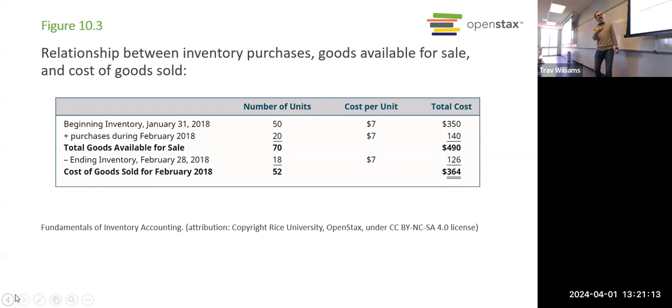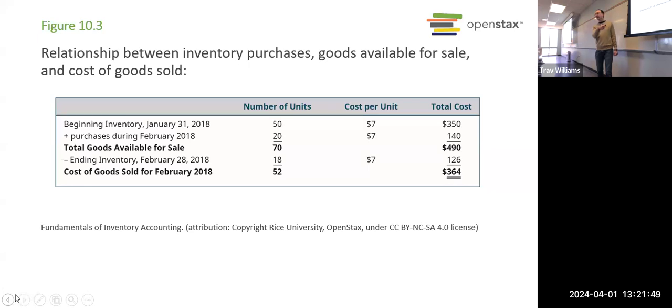Now, if we take each of those numbers of units and multiply by the cost of the inventory, then we can see the cost of our inventory at each of those stages. In this case, the inventory cost did not change. The inventory that we had at the beginning of the period was $7 per unit. The inventory we purchased in February was also $7 per unit. And the inventory that was left over was also $7 per unit. So we would just multiply each of these numbers by $7 to get a total.